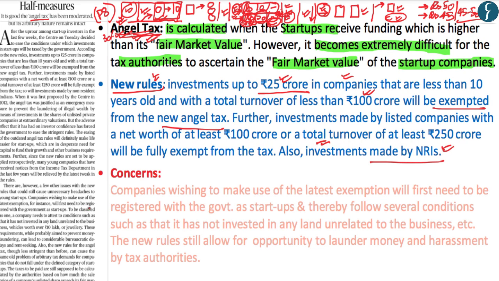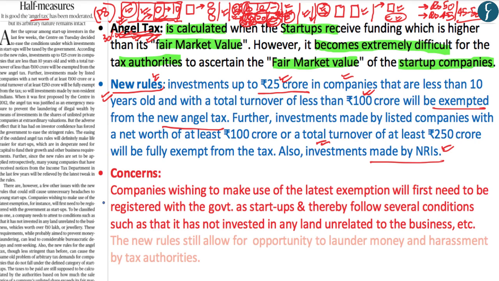Now, what this editorial is trying to highlight are various concerns with regards to the new rules. The first concern highlighted in the editorial is that companies who wish to make use of the latest exemption given by the Government of India would now need to register with the Government of India as startups. And by registering as startup companies, they also would have to follow several conditions, whereby they cannot invest in any land unrelated to the business, and similarly other conditions. And thereby, what this would do is hamper the autonomy that a startup in India should have to conduct their business.